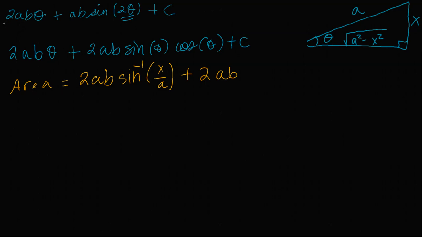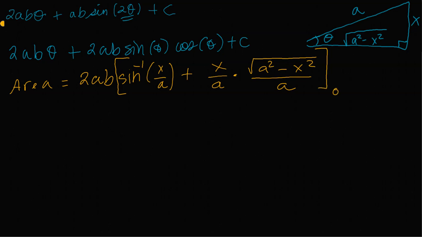I should just keep 2ab in the front just to be clean. And then plus sine is opposite over hypotenuse, x over a multiplied by cosine, which is adjacent over hypotenuse, square root of a squared minus x squared over a. And we are evaluating that from 0 to a.